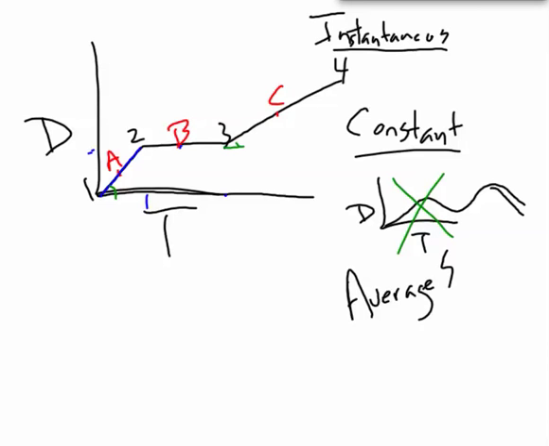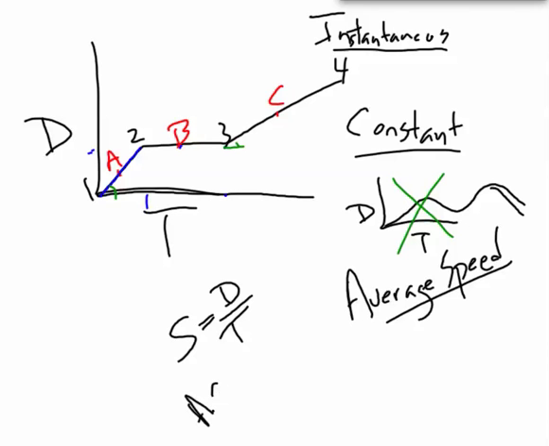How do you find average speed? Well, if speed is distance over time, what is average speed? The averages of the distances over the time. Close. Reverse that. Distance over time. Exactly. So average speed is going to be the total distance over the total time.